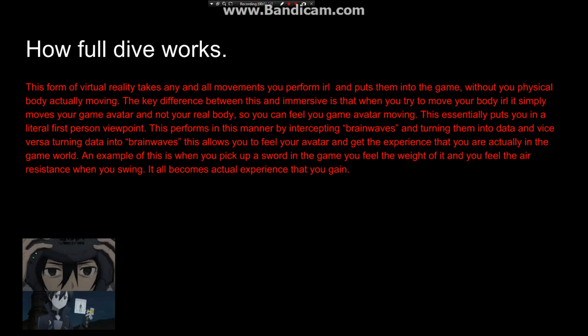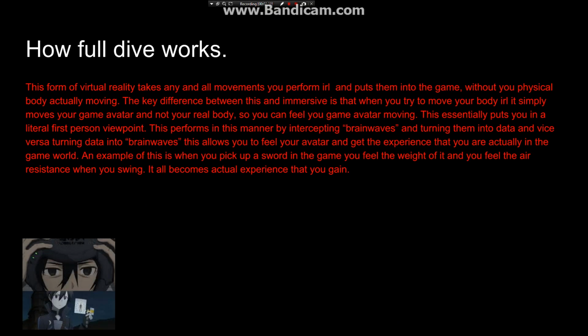How full dive works. This form of virtual reality takes any and all movements you perform in real life and puts them into the game, without your physical body actually moving. The key difference between this and immersive is that when you try to move your body in real life, it simply moves your game avatar and not your body. I know it's tedious saying that. So you can feel your game avatar moving. This essentially puts you in a literal first-person viewpoint.